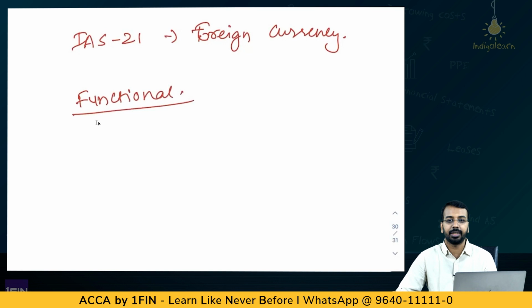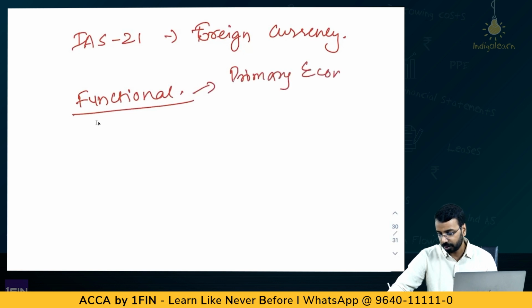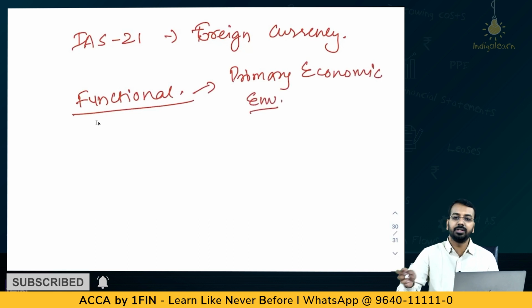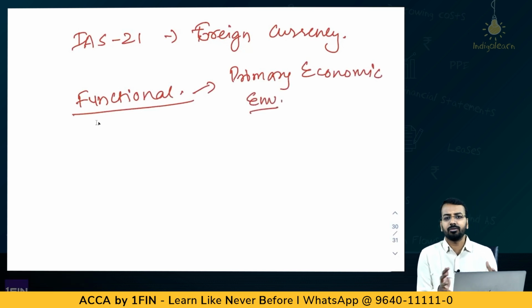Now, what is a functional currency? A functional currency is the currency of the primary economic environment in which the entity operates. So, if the entity is operating, let us say in US, then dollar becomes the functional currency. If it is operating in India, if its operations are being impacted in India, then INR becomes the functional currency.